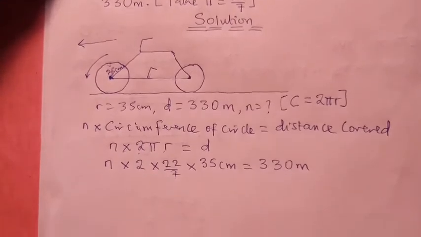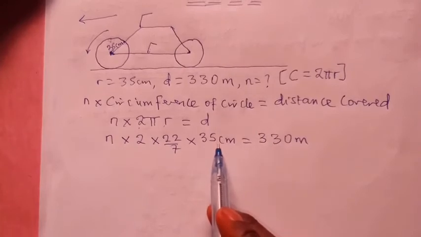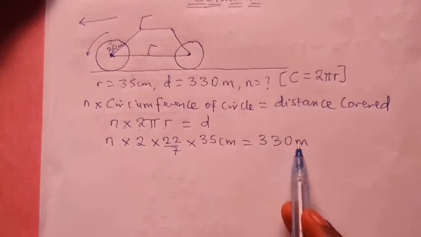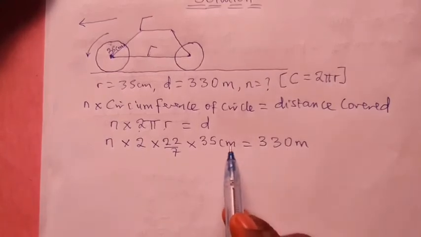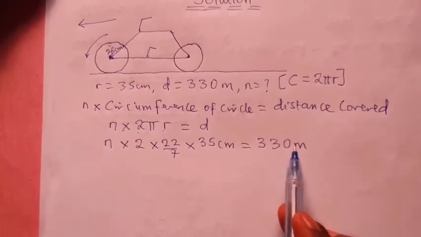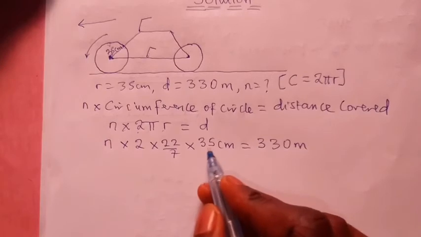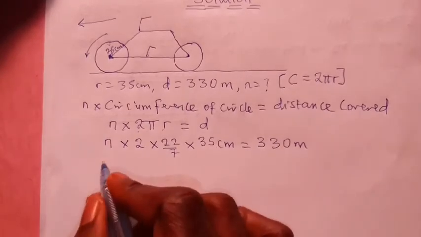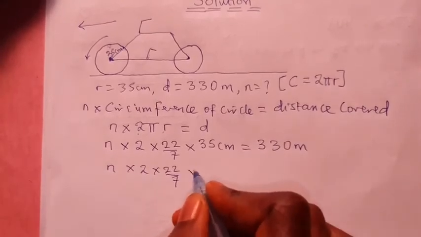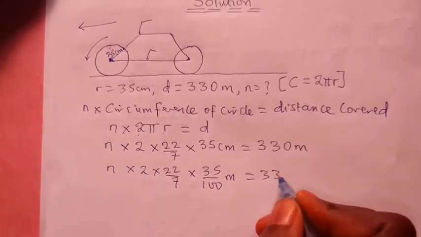Then equals to the distance, which is 330 meters. Now before we continue, I want to draw your attention to what I did. I purposefully wrote this up to this point here, okay? And if you check, the radius is 35 centimeter, while the distance is in meters. You cannot work with different units. So all you have to do is to convert your 35 centimeter to meters so that you can have the same unit, okay? So in doing so, we have to divide this 35 by 100 to convert it to meters. So which means here we'll come to say n multiplied by 2 multiplied by 22 upon 7 multiplied by 35 upon 100 meters, then equals to 330 meters.